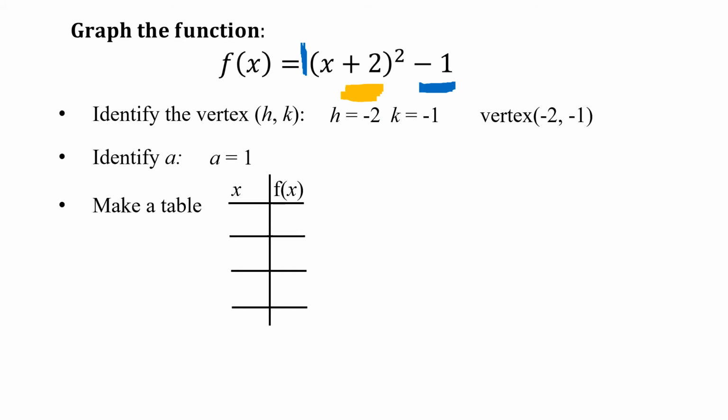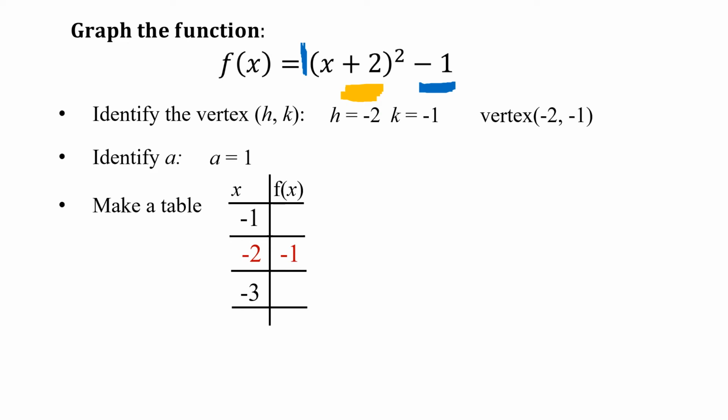So now let's set up a table where the first column is x, and our second column is y, or f of x. Take your vertex and put it in the middle. Now what we need is an x value 1 unit above -2, which is -1, and an x value that is 1 unit below -2, which is -3.